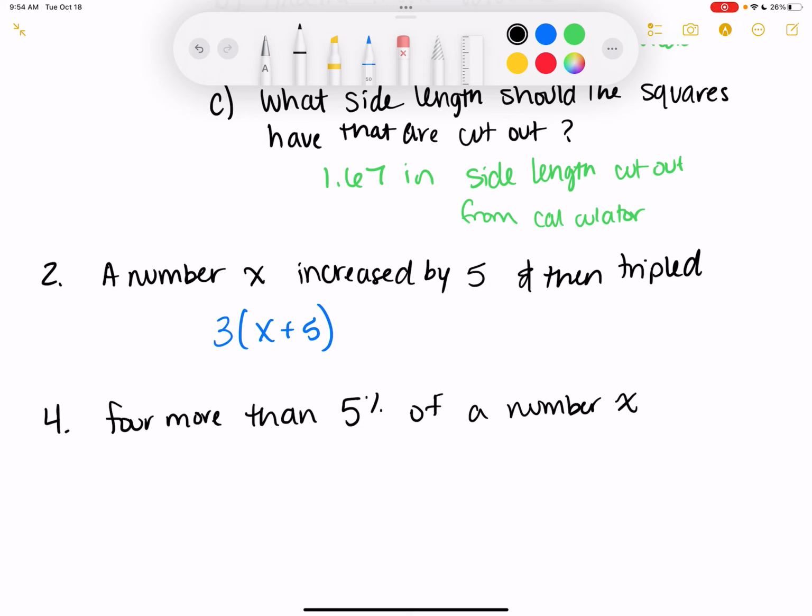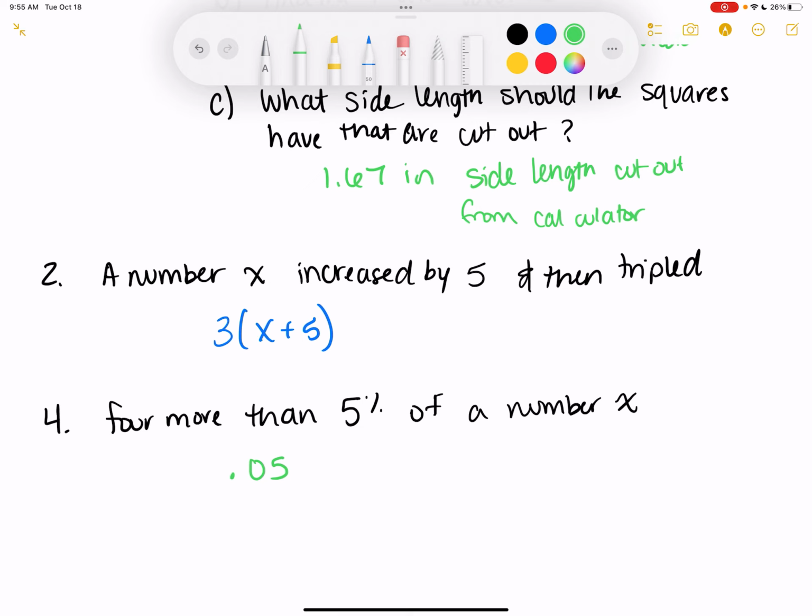4 more than 5%? 0.05. Like 2.5%? Wait, what did you say? I was like, please say that again. 0.05. What did you say? I said 0.2. That's why I was like, huh? I was thinking quarters. Okay.